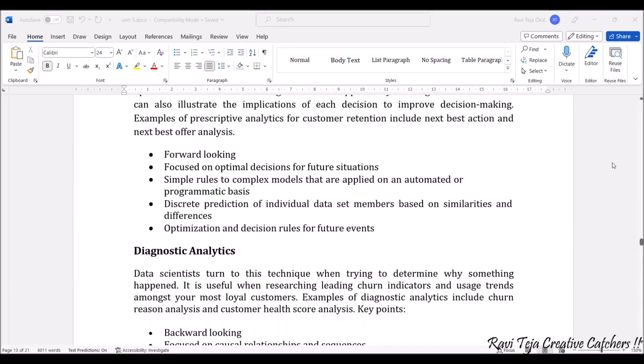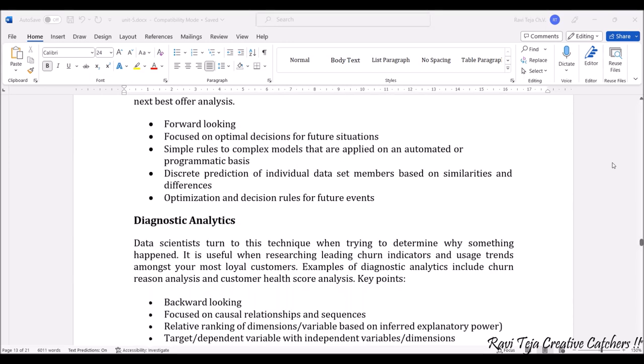The second analytics is diagnostic analytics. This particular technique is trying to determine what actually happened. They are going to diagnose that particular data using several tools, and they are also going to analyze the key points.